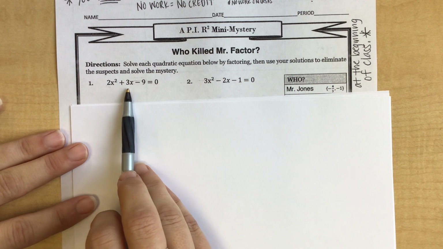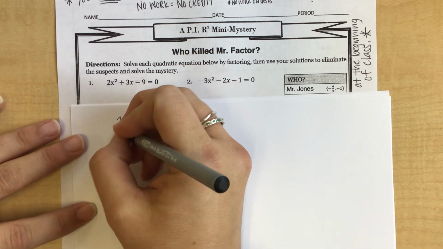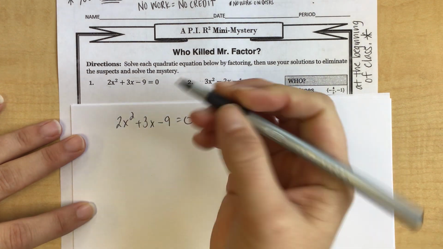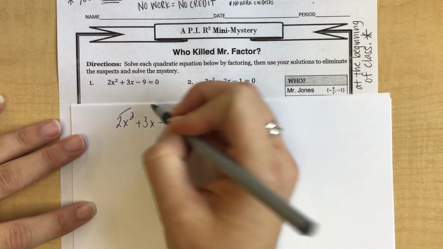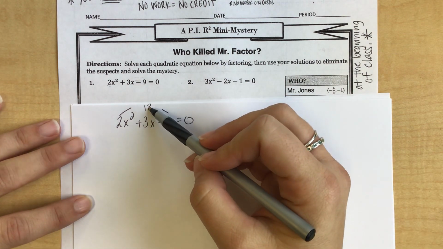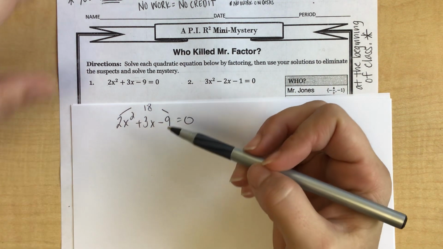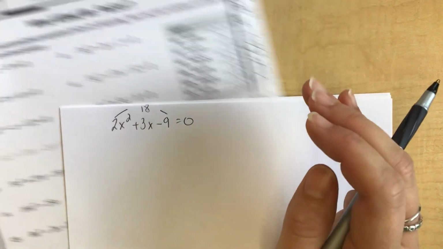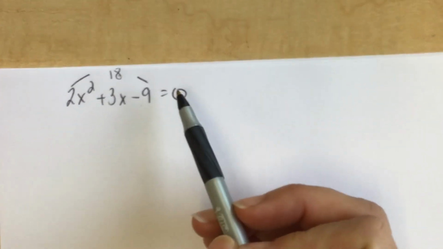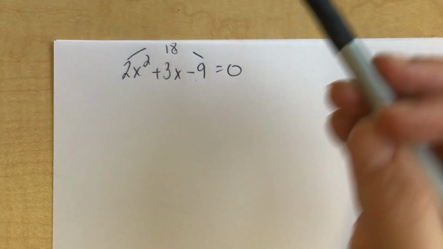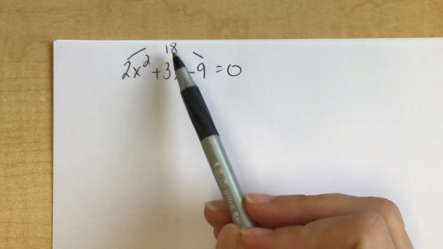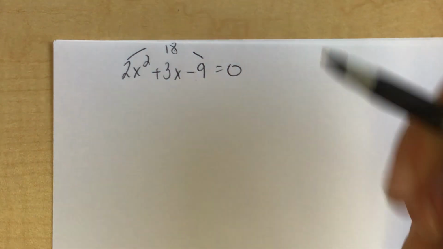So we have 2x squared plus 3x minus 9. I'm just going to write that here. All right. So what we're going to do is take a times c, which gives us 18. So now that's the number that we're going to try to find factors of. So we have factors of 18 that are going to subtract to give us the middle number, which is 3. The reason it's subtract is because of this minus sign here. So factors of 18 that subtract to give us 3.